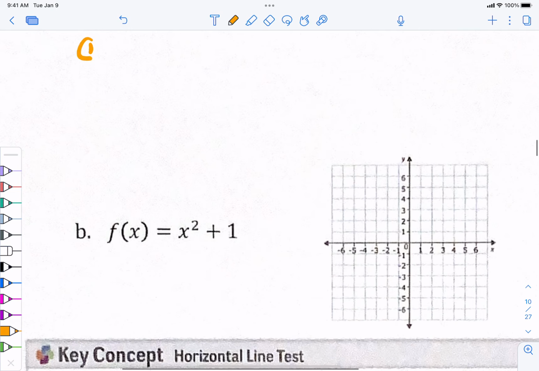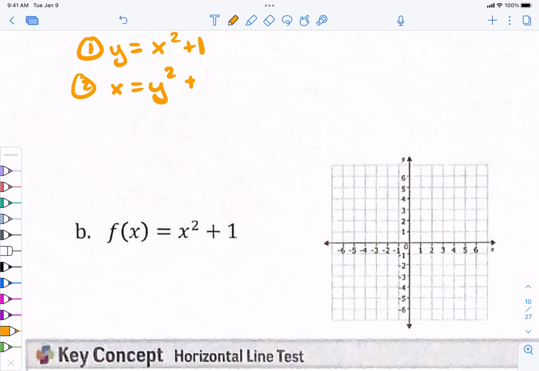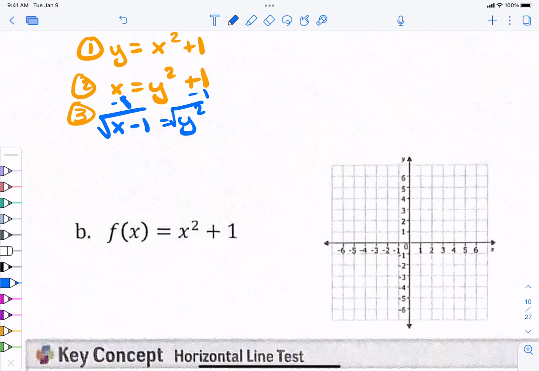Step number 1. I'm going to do my steps up above here because we got a lot of room. Step number 1. What do we do first? Change the f of x to y. Y equals x squared plus 1. Step number 2. Switch around y and x. X equals y squared plus 1. Step number 3, we start solving, right? This is the hard part. So, minus the 1 over. So, x minus 1 equals y squared. Then we have to take the square root. So y equals the square root of x minus 1. But we're missing something. Plus or minus. We put the plus and minus square root in there.